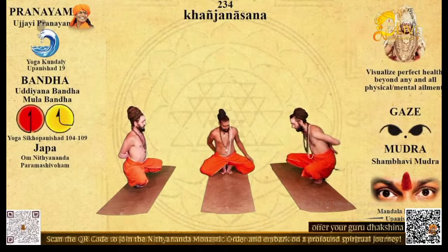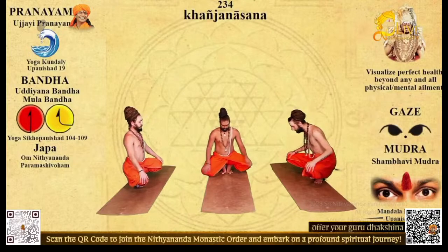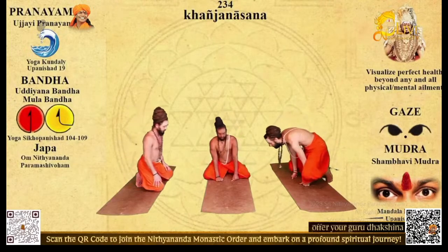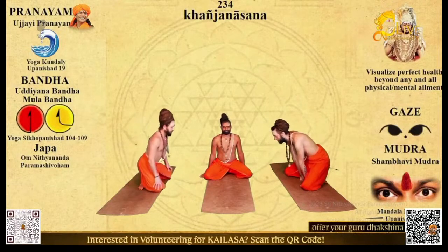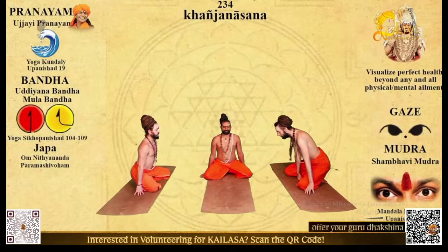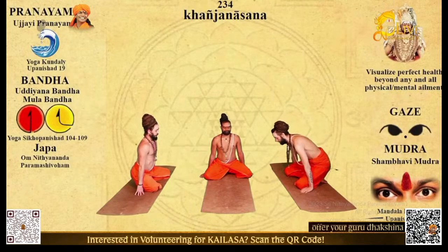Next up is Kanjanasana. Now, keep your toes down, ankles crossed behind, and sit on your heels as you place your palms to the side on the mat next to your body. Gaze to your nose and visualize perfect health beyond any and all physical or mental ailments, performing Uddiyana Bandha and Mula Bandha.